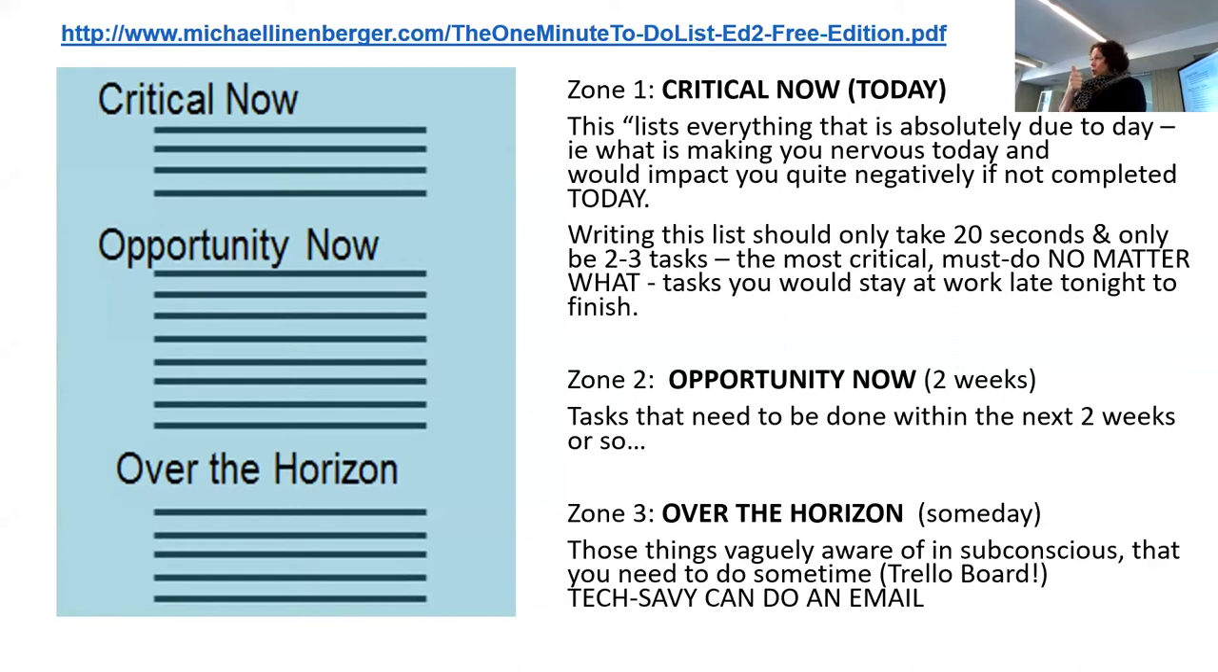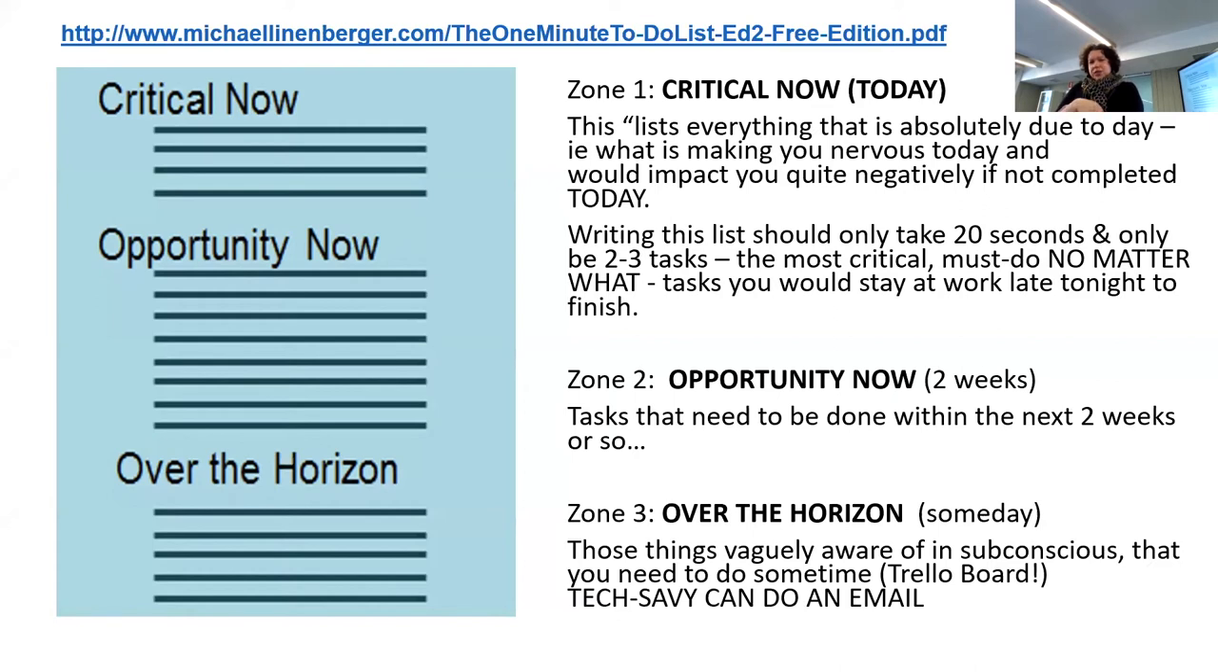So the first zone is critical now. That is the stuff that you must absolutely get done today, no matter what. And by the no matter what, you would stay back at work tonight till midnight to get it done. So there's probably only a handful of things that should be in your critical now activity list. It should only take you 20 seconds to write that list. It's two or three tasks. For most of us, it's things like grades. We've got ASC discovery rejoiners due. It's the things you must do no matter what.